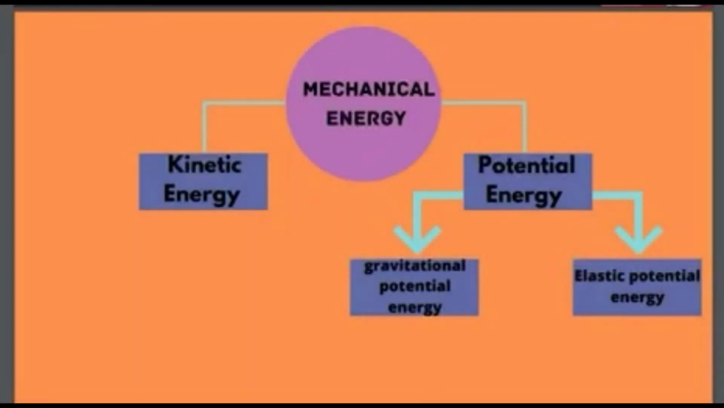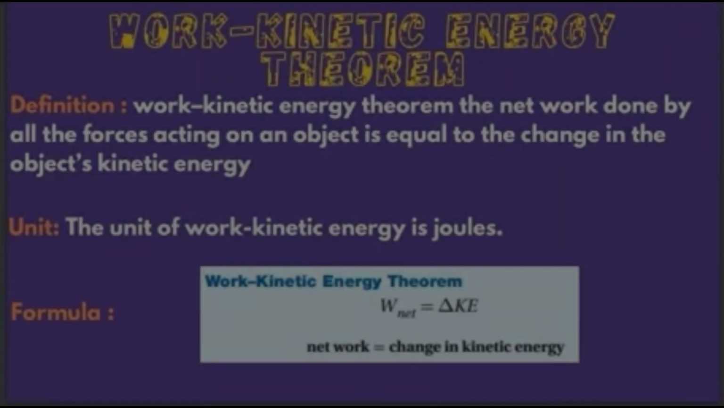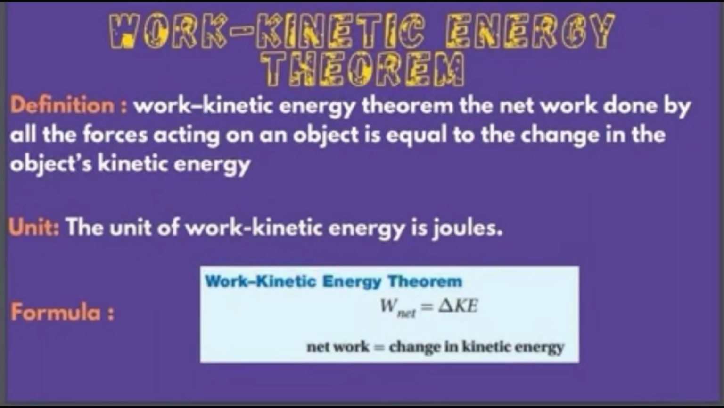There are two types of mechanical energy, which are potential energy and kinetic energy. Under potential energy, there are two types, which are gravitational potential energy and elastic potential energy. Work kinetic energy theorem. What is the work kinetic energy theorem?